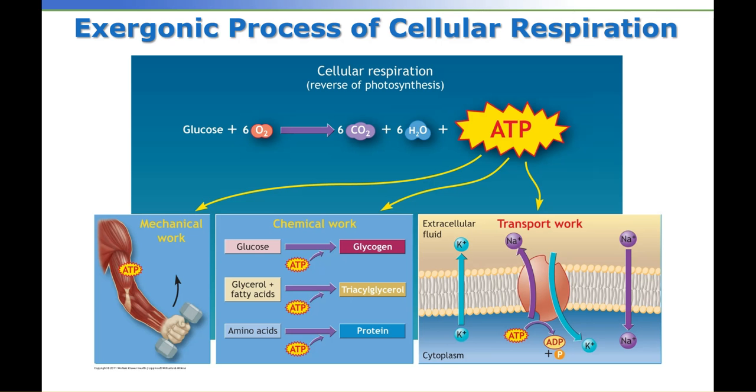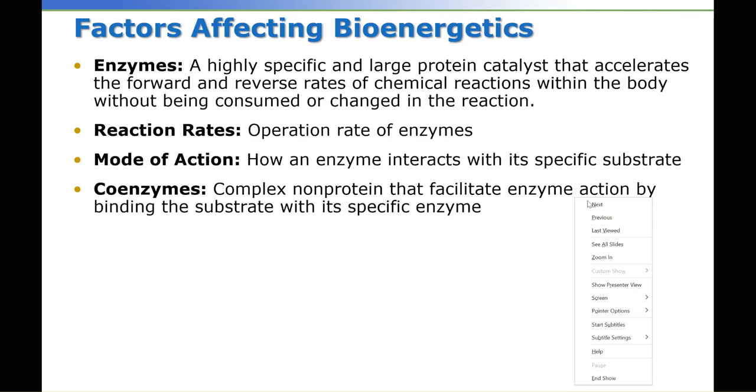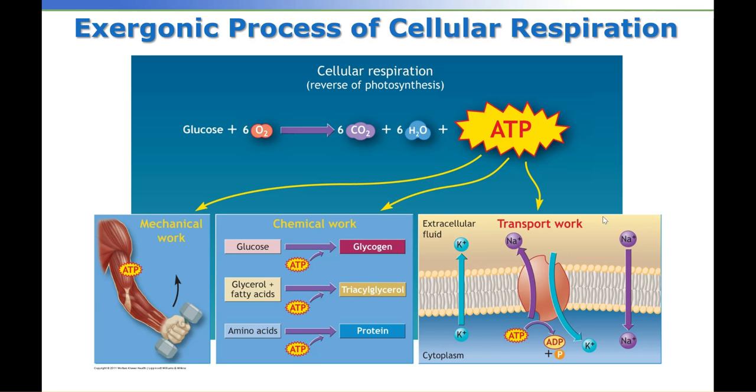So you have an endergonic reaction that takes in energy, which is photosynthesis, where plants make glucose, and then you have cellular respiration, which is an exergonic process, which is the reverse of photosynthesis, where glucose and oxygen yield carbon dioxide and water plus ATP, and ATP is adenosine triphosphate, which enables the body to do mechanical work, chemical work, and transport work.